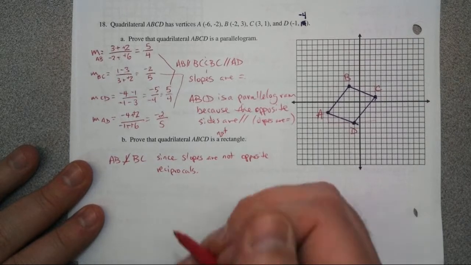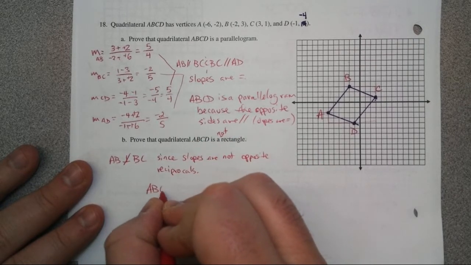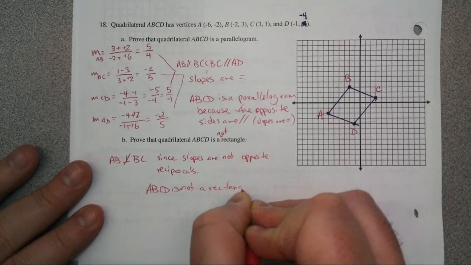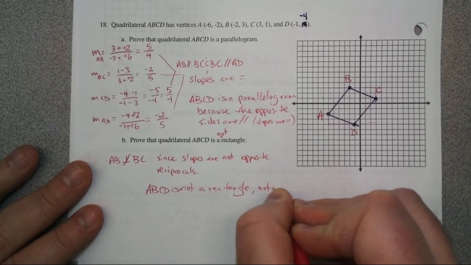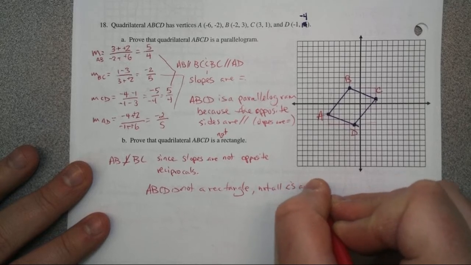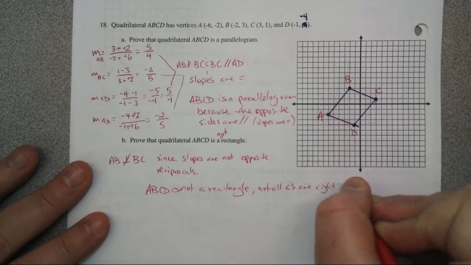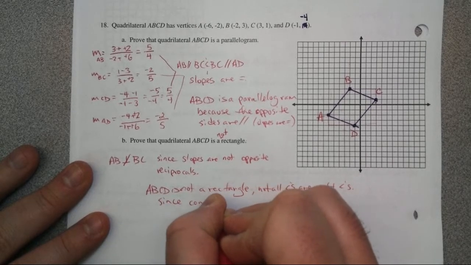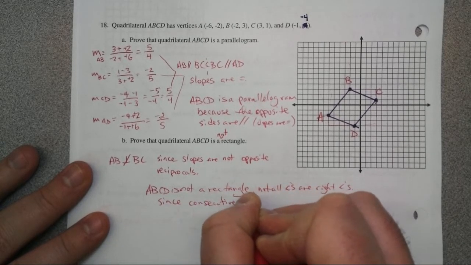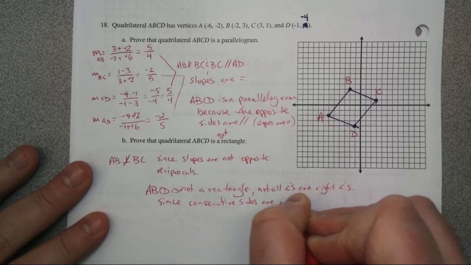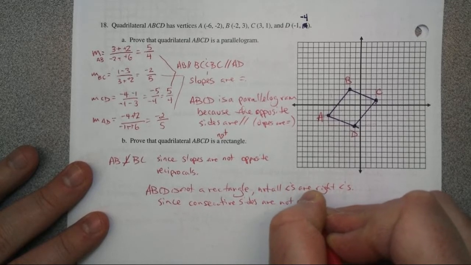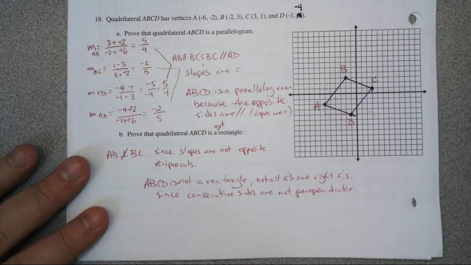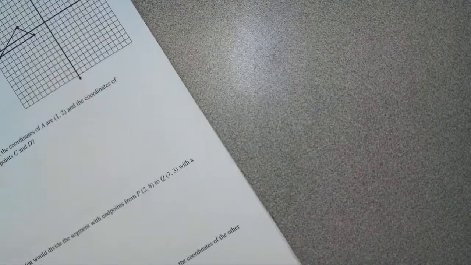We can't just stop though. So now we say that ABCD is not a rectangle, right? We just say not all angles are right angles since consecutive sides are not perpendicular. Okay? And that's it. That's number 18 there.